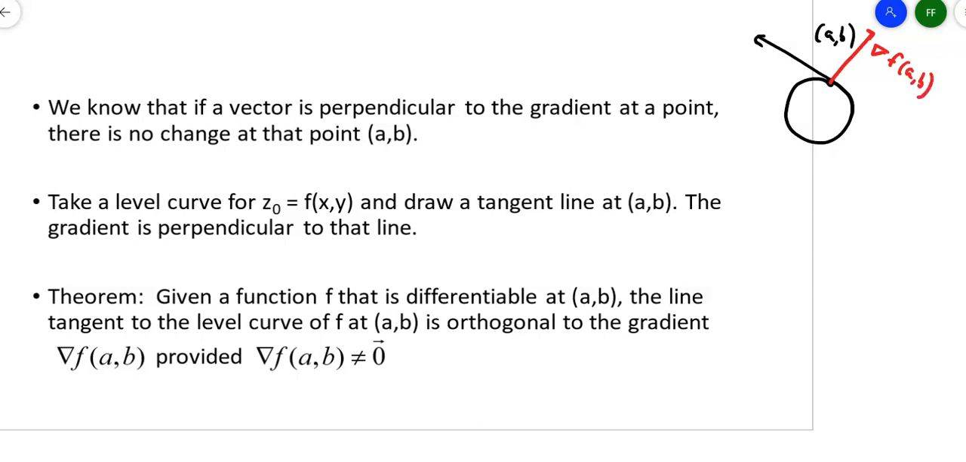So my theorem that I wrote down at the bottom here, well, it's not my theorem, I didn't come up with it, is that given a function that's differentiable at a point, the line tangent to the level curve is orthogonal to the gradient as long as the gradient is not 0. So those two things are orthogonal to each other, which means that their dot product should be 0. All right, let's take a look at a couple of examples, or at least one example.